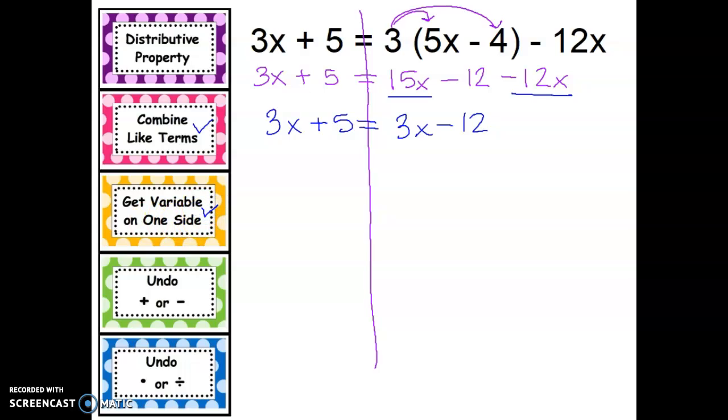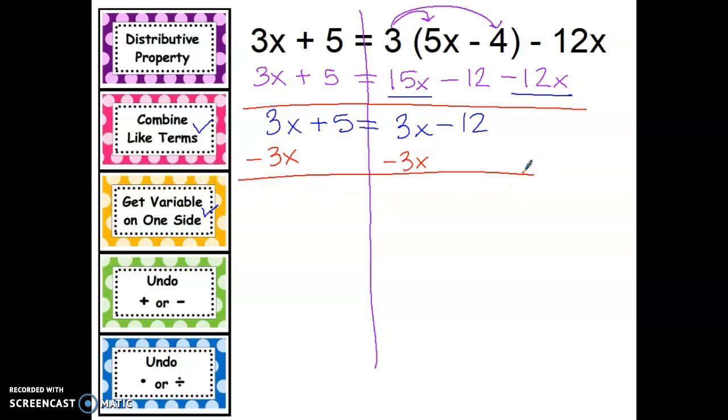Get variable on one side. So let's go ahead and move this variable. I hope you guys noticed something. 3x minus 3x, that's a 0 pair. 3x minus 3x, 0 pairs on both sides. So we're left with 5 is equal to negative 12. Well, that is a false statement. 5 does not equal negative 12.